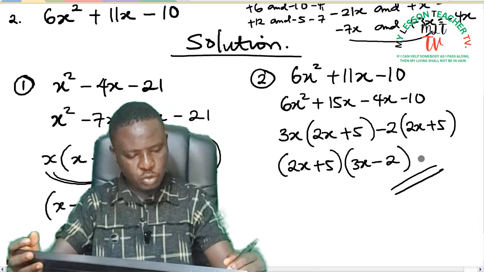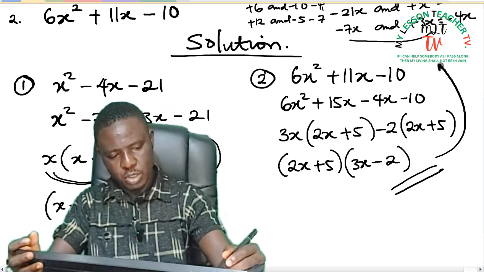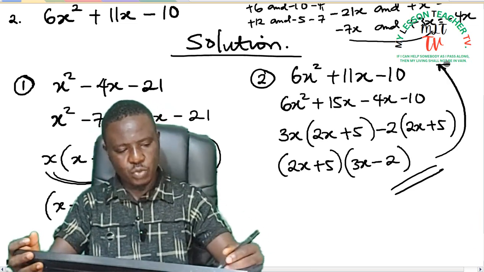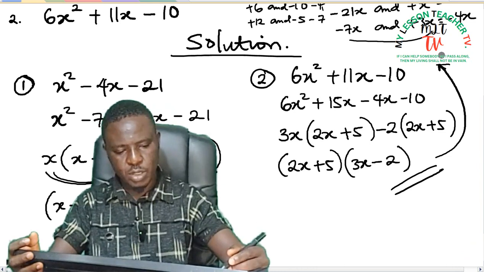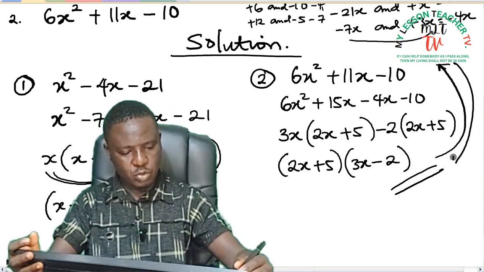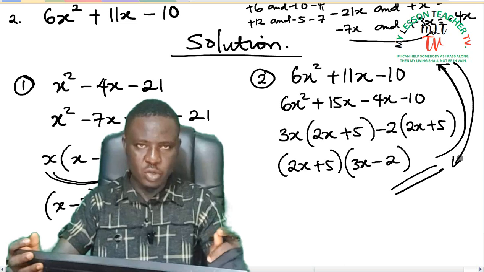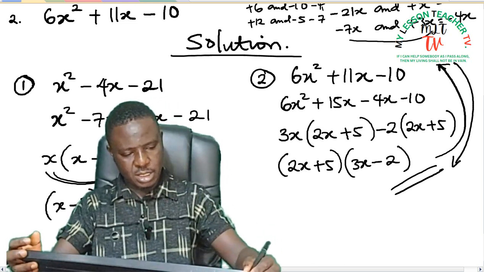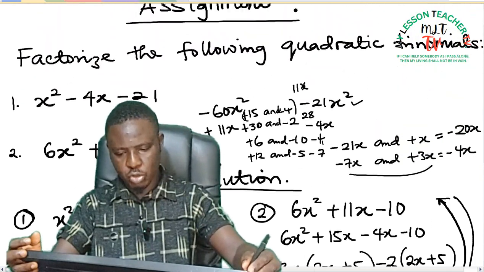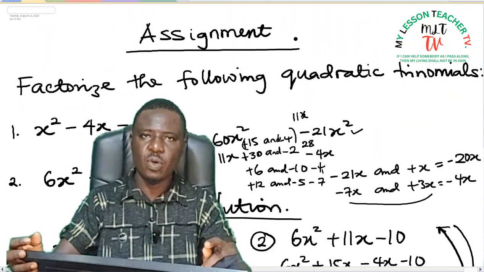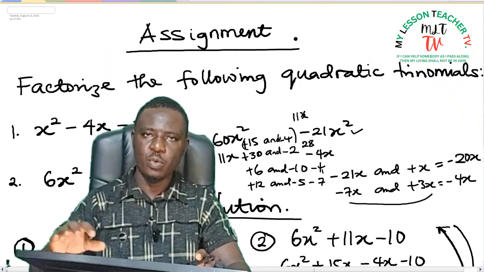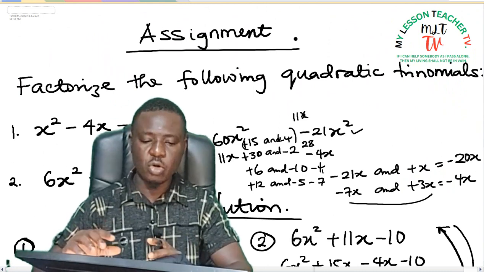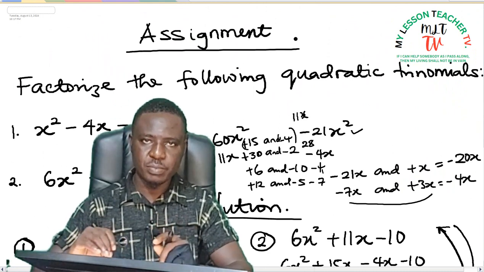If you use the reverse method, you arrive at the answer, which we refer to as the expanded method, and the opposite of it is said to be the factorization method. So this is the solution to the assignment I gave you at the last class when we treated factorization of quadratic trinomial.